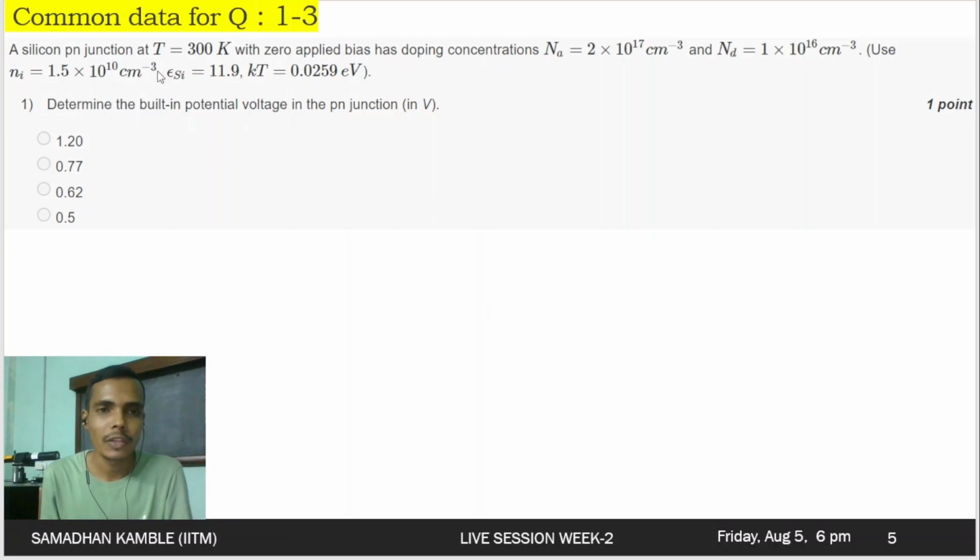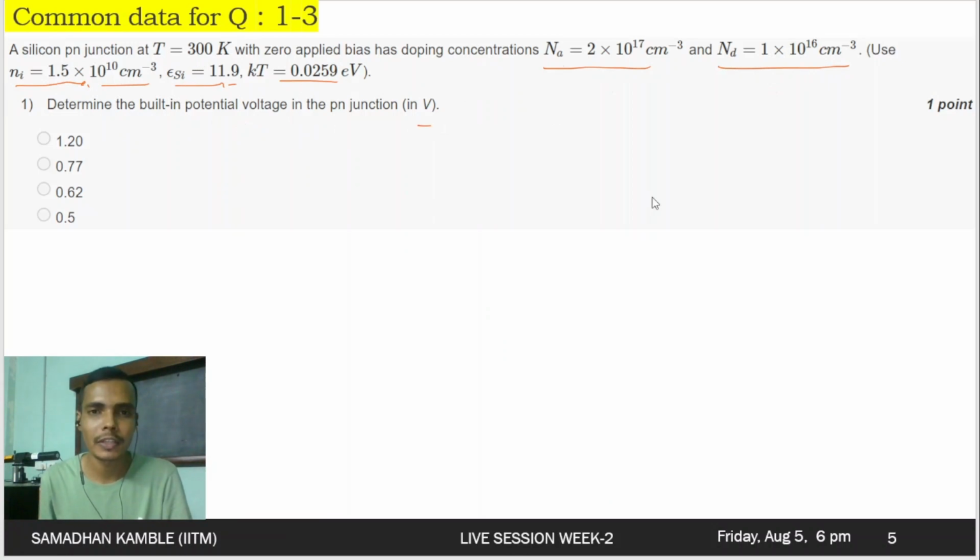A silicon PN junction is given at temperature T equal to 300 Kelvin, in zero bias condition, and the doping concentrations are given as Na equal to 2 times 10 to the power 13 per centimeter cube, and Nd equal to 1 times 10 to the power 16 per centimeter cube. We can use the intrinsic carrier concentration as well as the epsilon for silicon and the kT value. So the first question using this data is as follows: determine the built-in potential voltage which is generated across the junction, in volt.